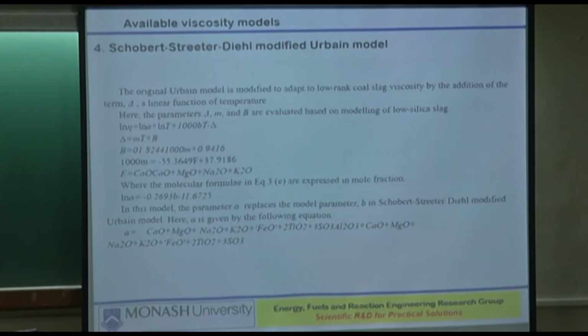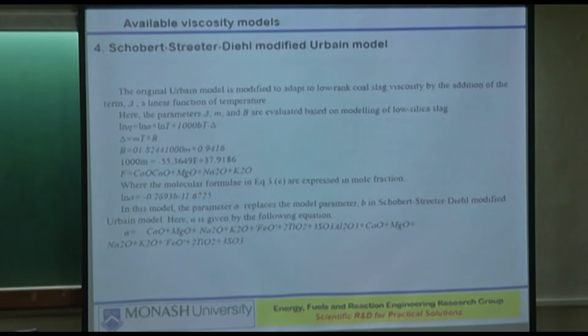I have never found out the reason why they express it as CaO times CaO. Why not CaO squared? Because the result is still the same. But maybe it is like that. These are actually all in weight percents, all the proportions or the compositions in each of the terms. So the Schobert-Streeter-Dale modified Urbane model is when the focus on low rank coal or lignites started.